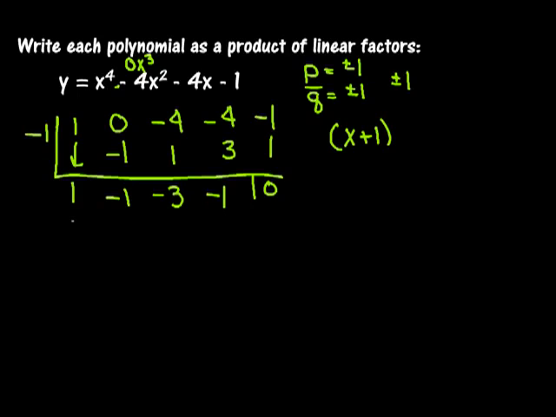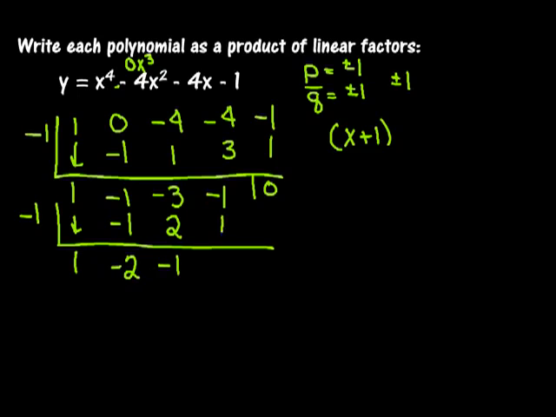So let's see. Let's try negative 1 again and see what we get. So I'm going to do synthetic division again. Bring down my 1. Negative 1 times 1 is negative 1. Add down to get negative 2. Negative 1 times negative 2 is 2. Add down to get negative 1. Negative 1 times negative 1 is 1. And when I add down, I get my magical 0 again. So I know this actually is a double root, or a multiplicity of 2.